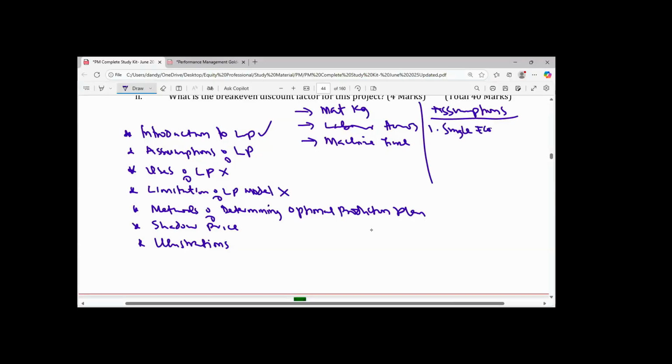Single economic objective. All right, what do you mean by single economic objective? This assumes that there must be only one objective to be achieved. That is, either to maximize contribution or to minimize cost, but not the two at the same time.